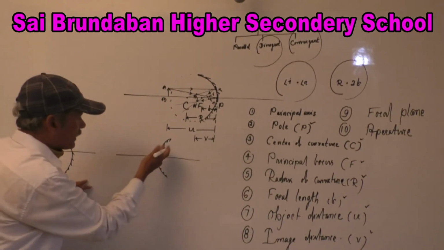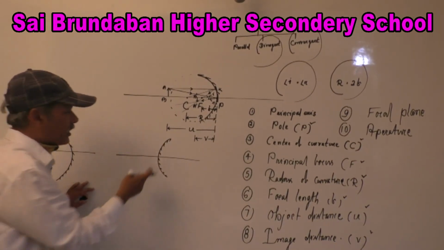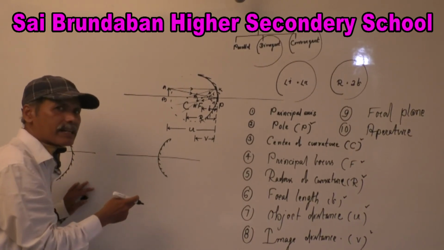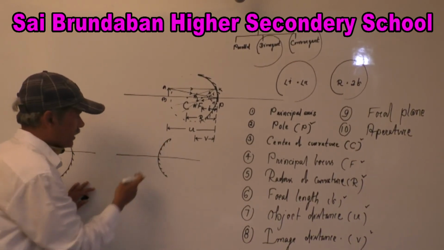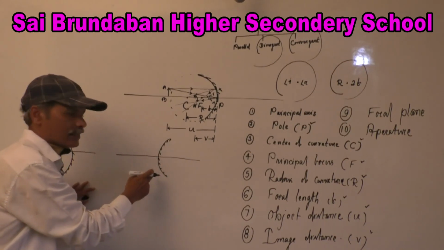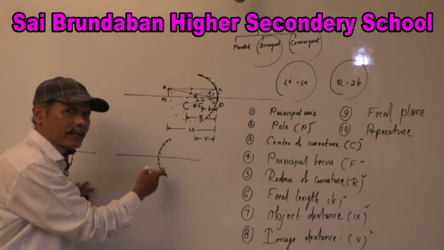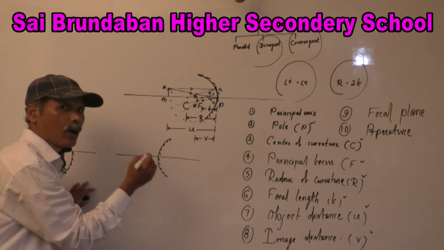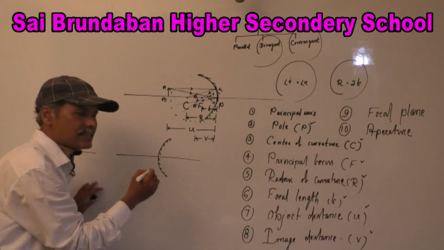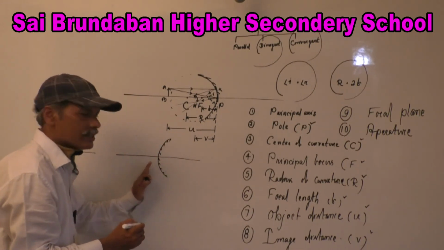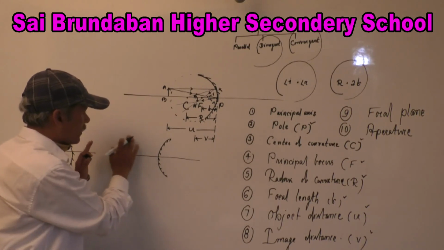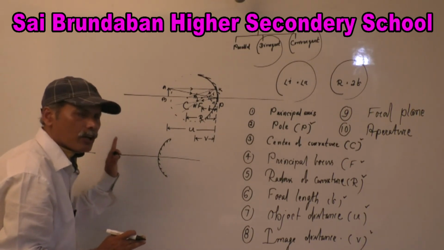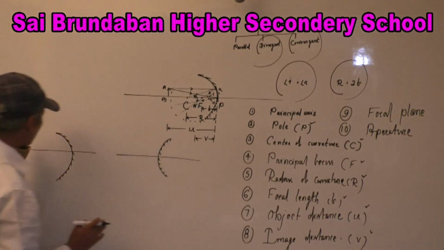This is a convex mirror because the reflecting surface is convex, bulging out. The reflecting surface is this one. This surface is opaque, so we have to keep the object, or the incident rays strike the surface, from the front. Here also the same thing.